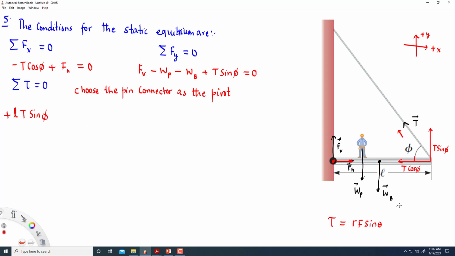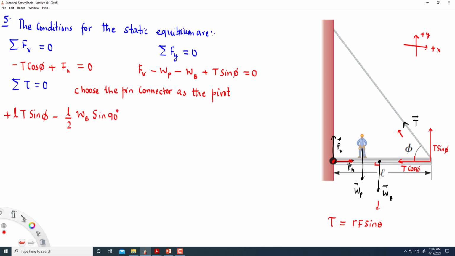Now the next force is Wb. So Wb tends to rotate this beam in the clockwise direction this way, so that would be minus. Then the distance is halfway through the length, so that means L over 2. The force is Wb, and the angle between this distance and the force is 90 degrees. Okay, that's 90 degrees.